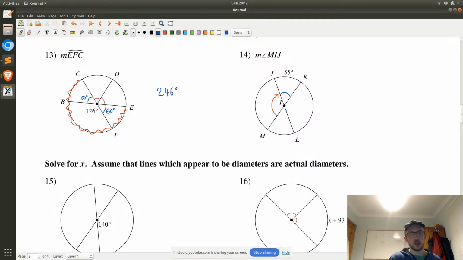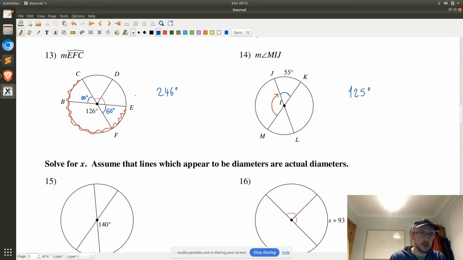The measure of angle MIL is 55 degrees as well, as it's vertically opposite. So 55 times 2 is 110. Take that from 360 and we get 250, and divide that by 2 and we get 125 degrees. And we check.